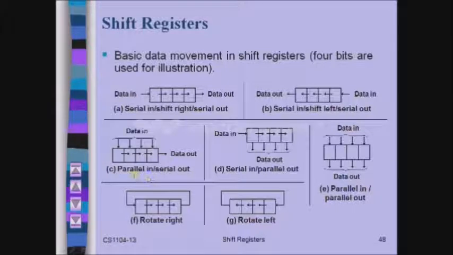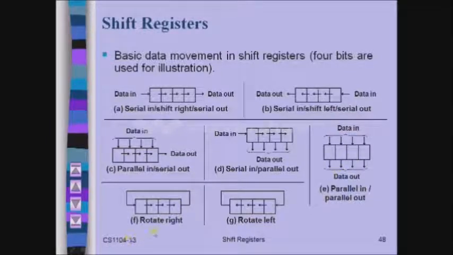So that is what is called parallel in, serial out. Okay, and the next is serial in, parallel out, where the data is in serially and the data is out parallelly, that is multiple bits are out at the same time or simultaneously. Okay, and then parallel in, parallel out, where you can see all the data bits are in parallelly, that is simultaneously, and data bits are out simultaneously.